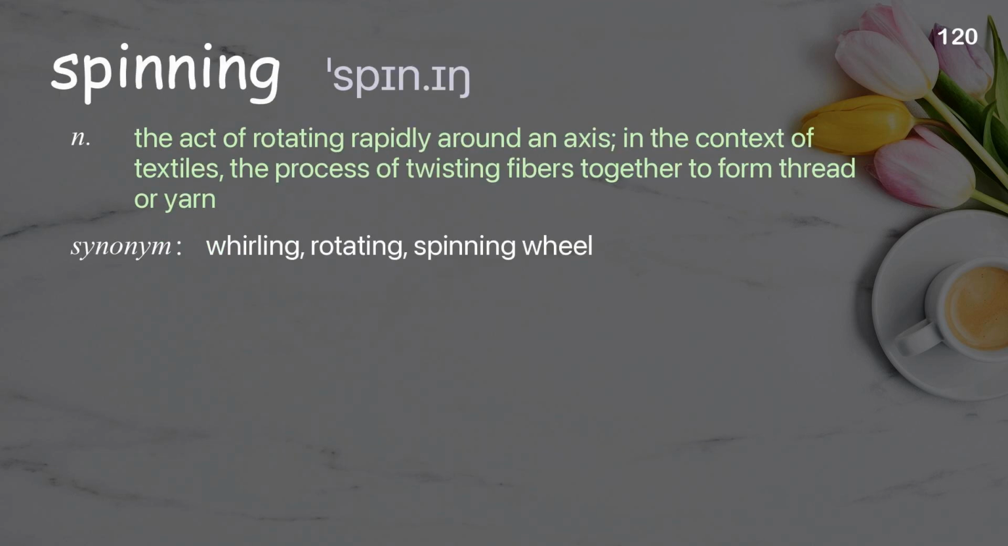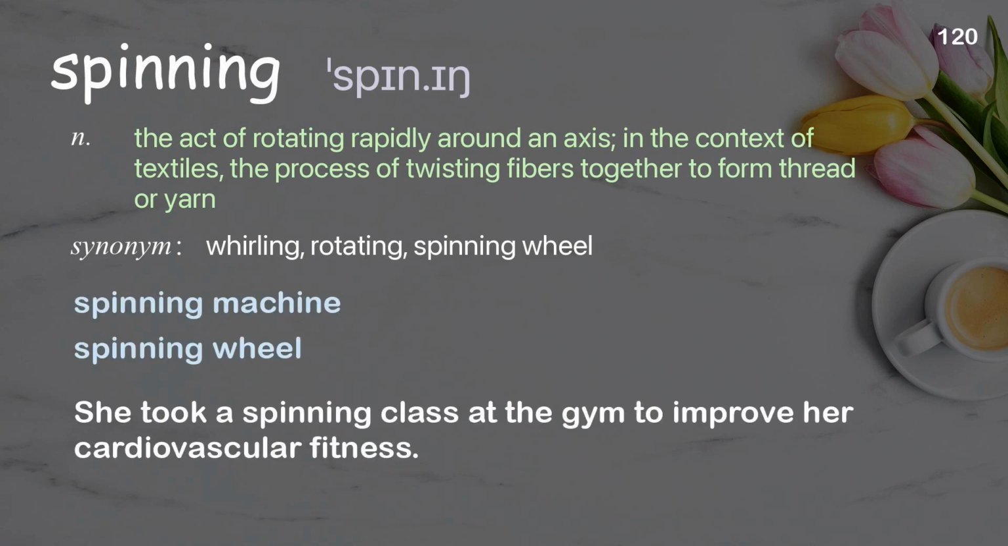Spinning. The act of rotating rapidly around an axis; in the context of textiles, the process of twisting fibers together to form thread or yarn. Examples: Spinning machine. Spinning wheel. She took a spinning class at the gym to improve her cardiovascular fitness.